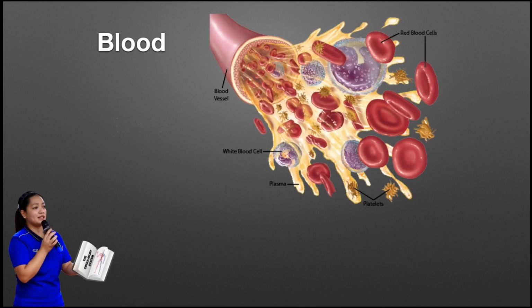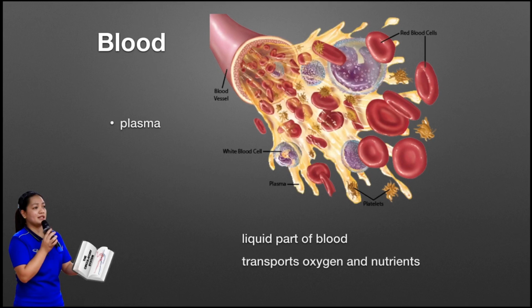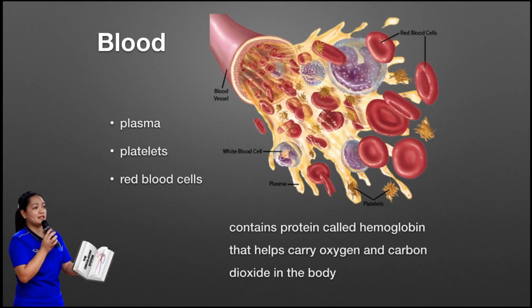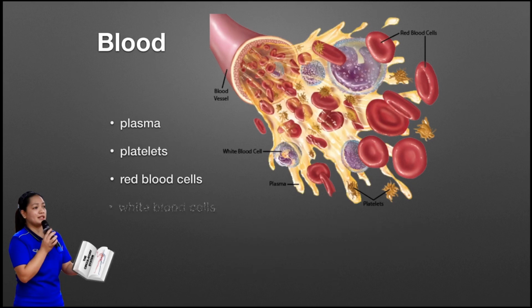The plasma is the liquid part of the blood which transports oxygen and nutrients. The platelets are small fragments of cells which help in blood clotting. The red blood cells contain a protein called hemoglobin which helps carry oxygen and carbon dioxide in the body. And last, we have the white blood cells, which protect the body from infection.